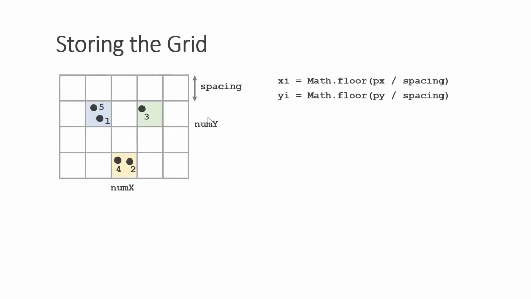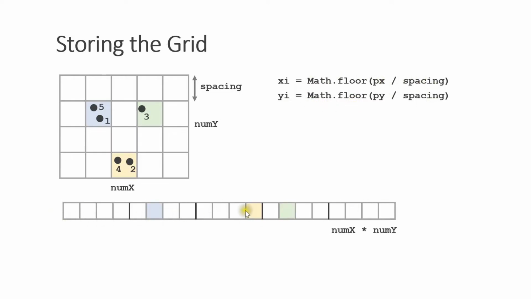Now we have to think about how to store the grid in memory. Let's assume we have a grid of numx times numy cells with a given spacing. The spacing is a floating point number. If we have the coordinates of a point px and py, which are floating point numbers, we can compute the integer numbers xi and yi of the cell that contains it. These are the equations to do this.